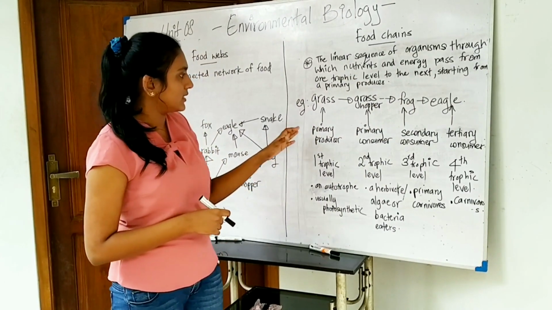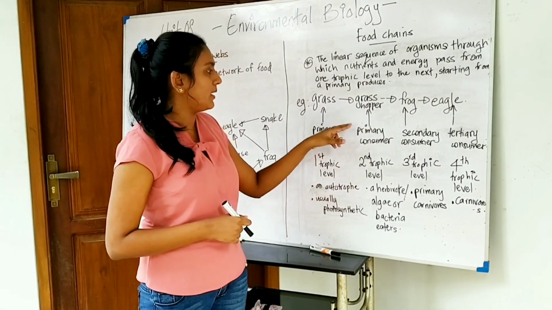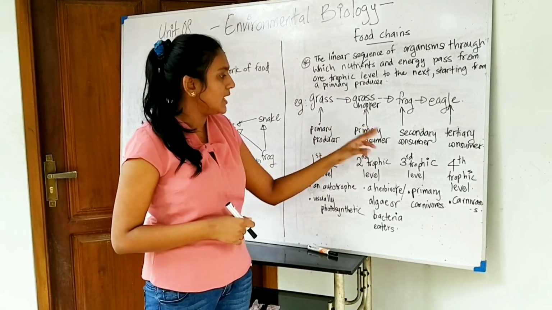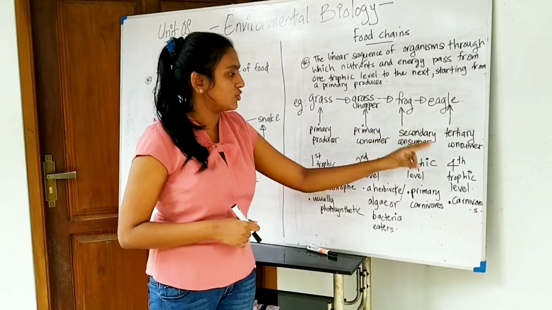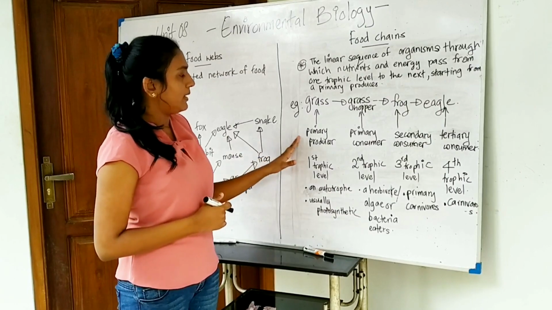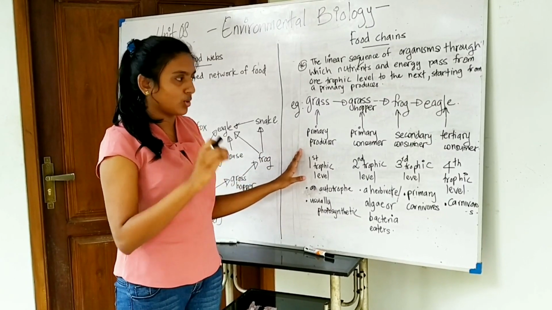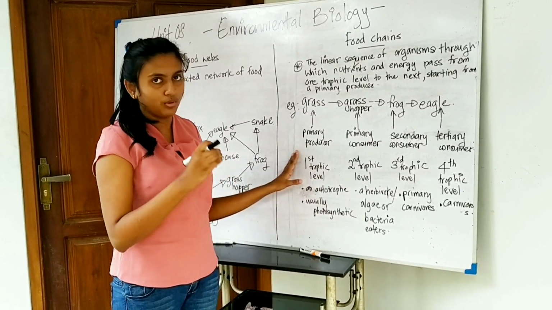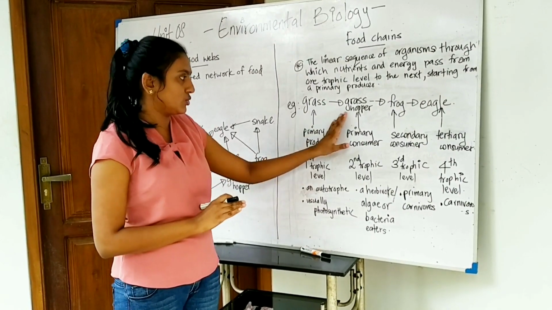When we consider the second trophic level, it's called the primary consumer, the third trophic level is the secondary consumer, and the fourth trophic level is the tertiary consumer. Normally in a food chain, the maximum number of trophic levels that we can find is 4 or 5, and the minimum number is 2, right?